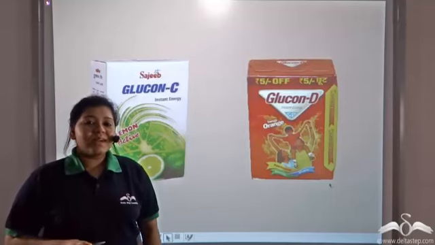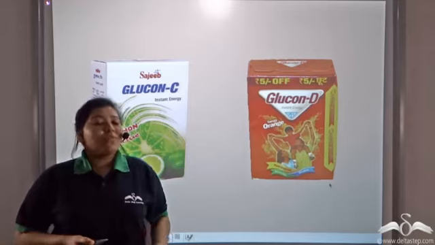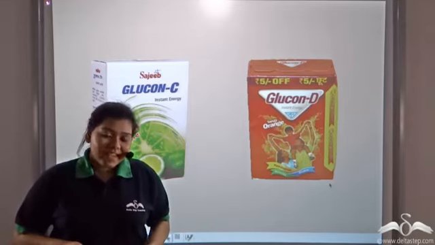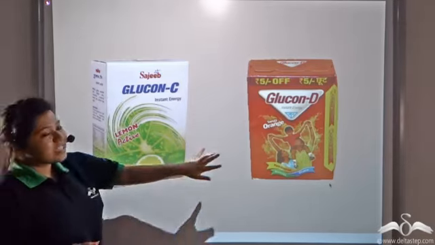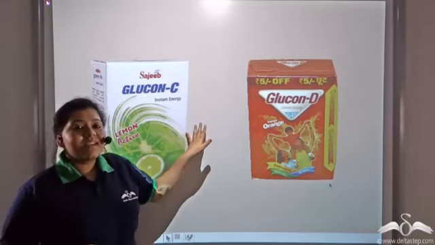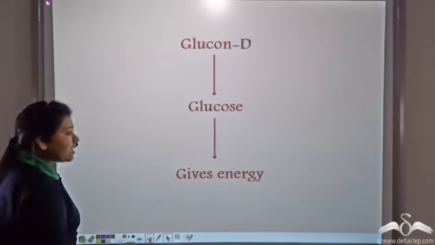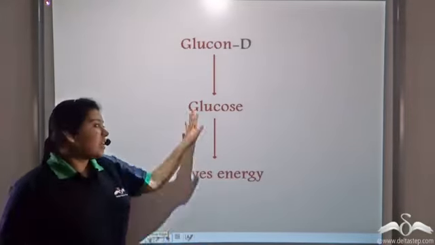We often see players taking frequent drink breaks. So what do they drink? Well, they drink Glucon-D or Glucon-C. So what is present in Glucon-C or Glucon-D? Well, the main ingredient of this drink is glucose.